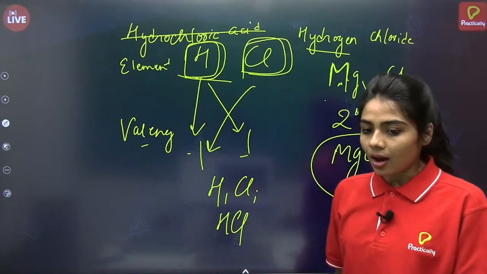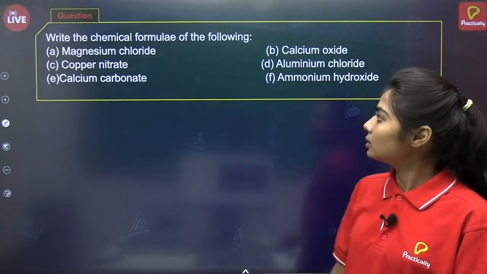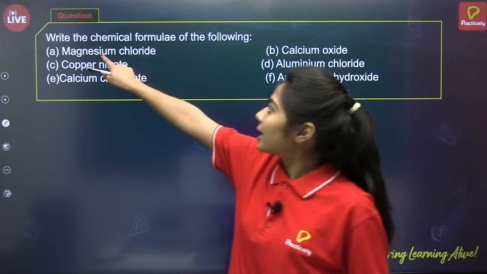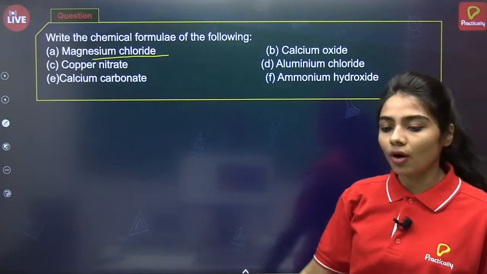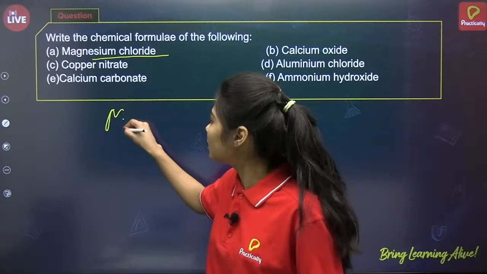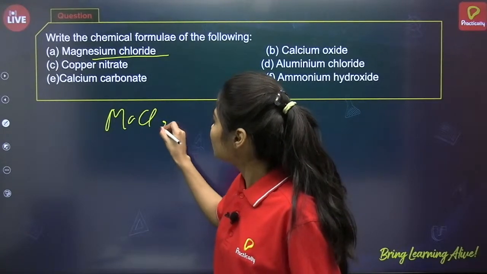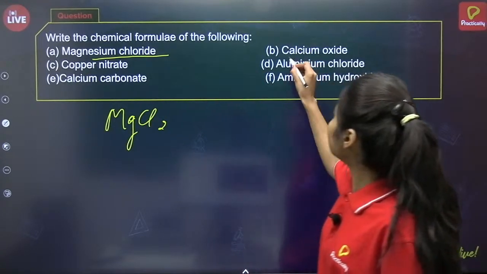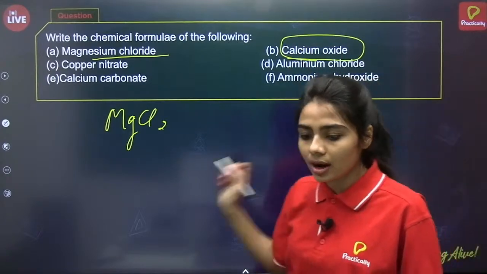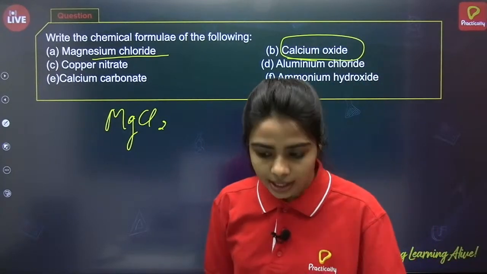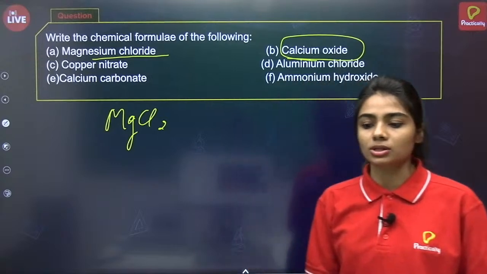Okay. Now, let's move towards the question. Magnesium chloride will be having the formula of MgCl2. We have done this already. Now, tell me the formula for calcium oxide. I am waiting for your answer. Quickly calculate the chemical formula for calcium oxide.